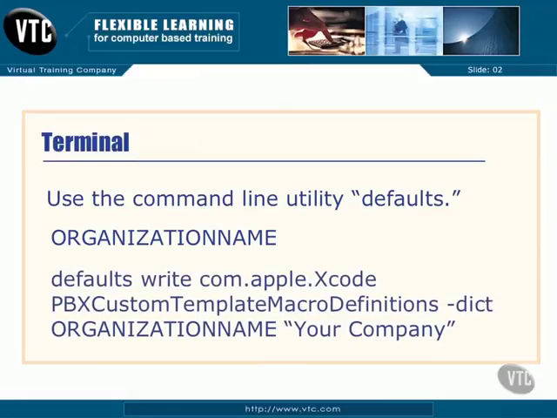And that code is defaults write com.apple.xcode, and then we put in PBX custom template macro definitions. There's a space, a dash, DICT, that's for dictionary, organization name, that's the variable that we're going to set, and then in quotes, your company name. Once this code is executed in the terminal, then that value will be set in the plist file.